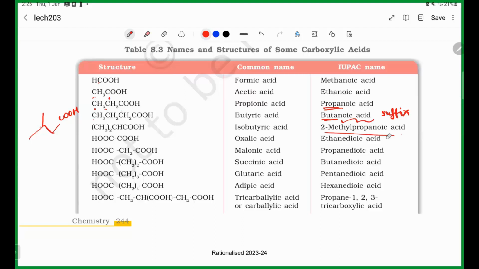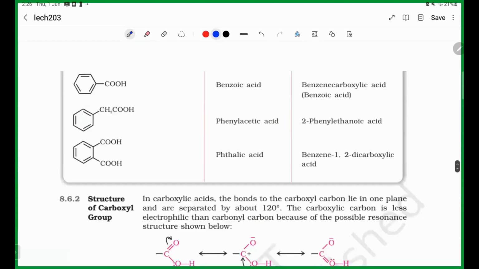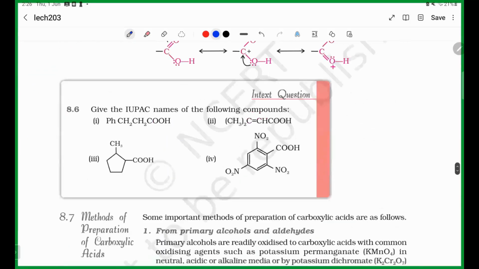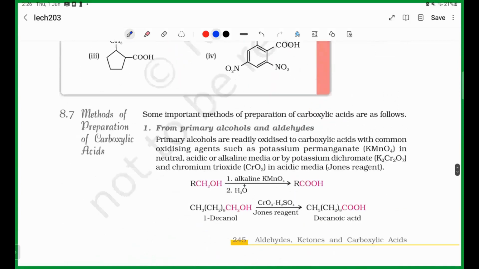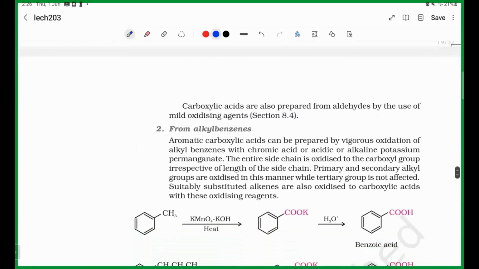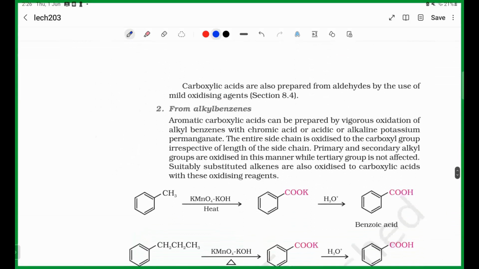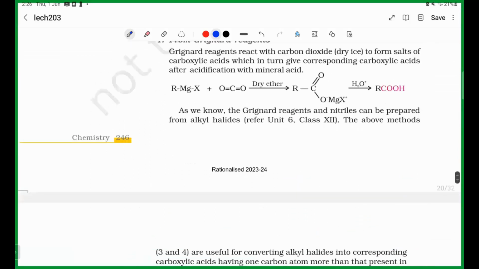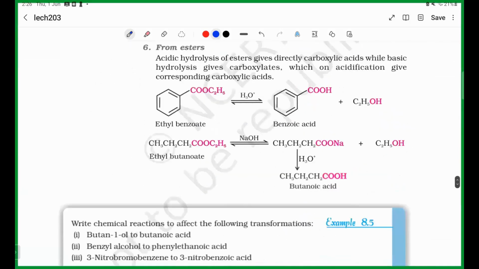The carboxylic acid carbon is always the most preferred carbon atom for numbering. So if you have a methyl substituent further along, it will be 3-methyl. This is just an example, by the way: 3-methylbutanoic acid. So then you have IUPAC names for a couple of compounds. Then the preparation of acids, so various methods of preparation.